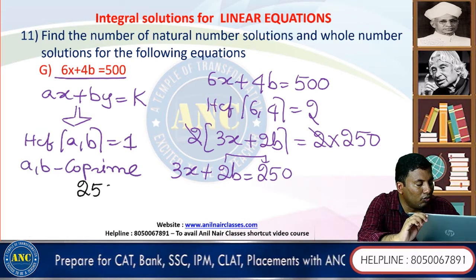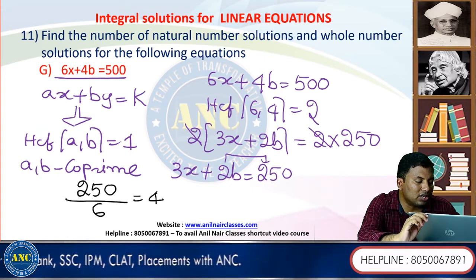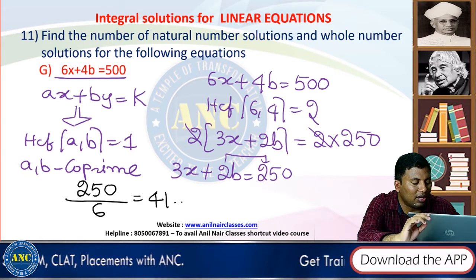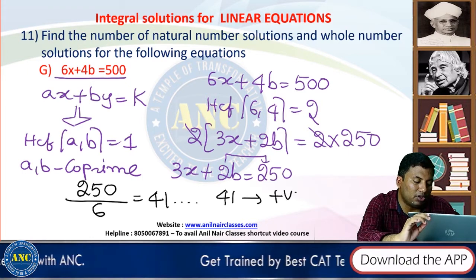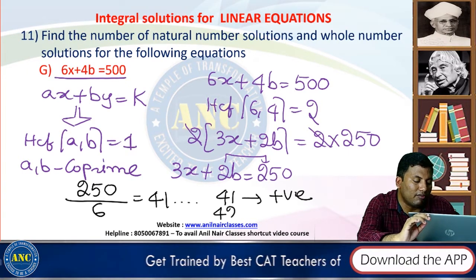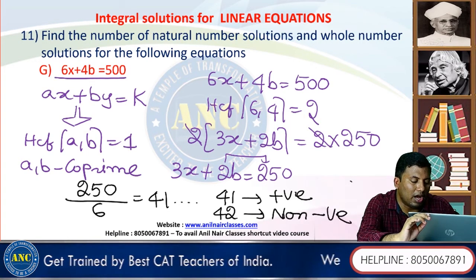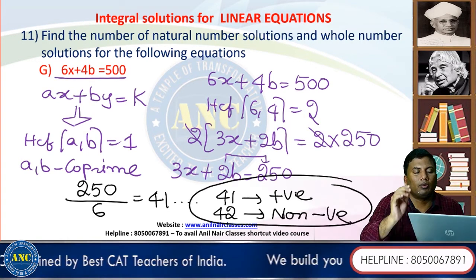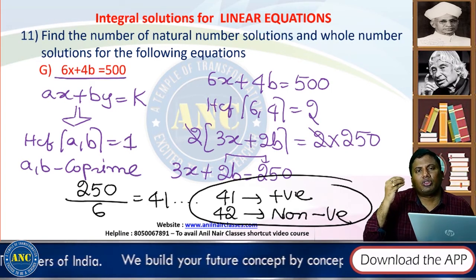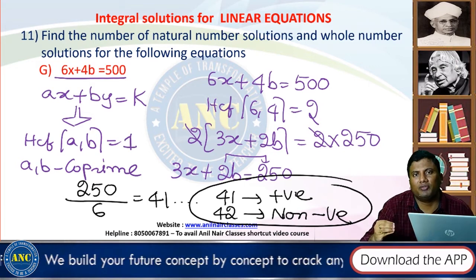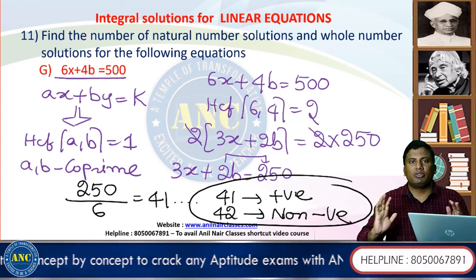So it is 250 by 3 into 2, that is 6. 6 4s are 24, 10, so 41 point something. That means 41 will be positive. Add 1 to it. 42 will be non-negative. 41 is positive and 42 is non-negative. I hope the idea is clear. Same thing, if both of them are factors of the right hand side, we did it. If one of them is a factor of the right hand side, we did it. I hope the idea is clear.